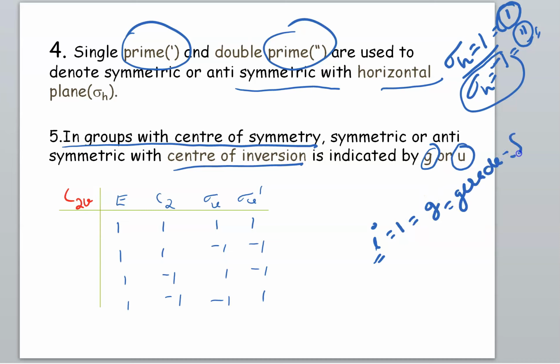Okay, G means gerade, symmetric. U means ungerade, that means anti-symmetric. So, if there is a center of inversion, I is present, and I is 1, we write G. If I is equal to minus 1, we write U. Okay, look at this example. This is the character table for the C2v point group.